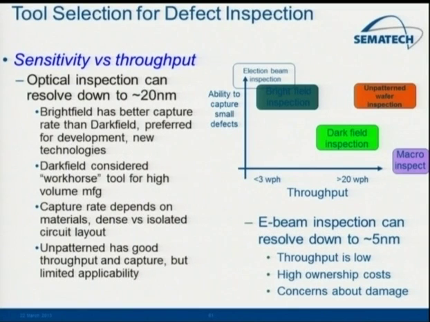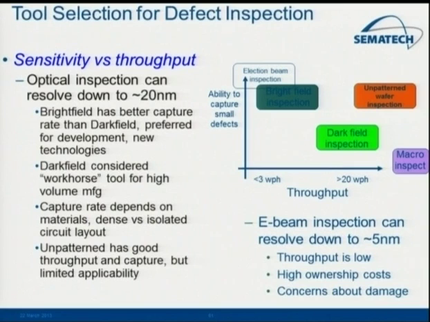There are methods of doing steps along here to get maybe a little bit less throughput, but a little bit better resolution. Optical techniques, a technique I'll talk about called bright field inspection. It's a few wafers per hour if you're inspecting the whole wafer, but you get a substantial amount of information.